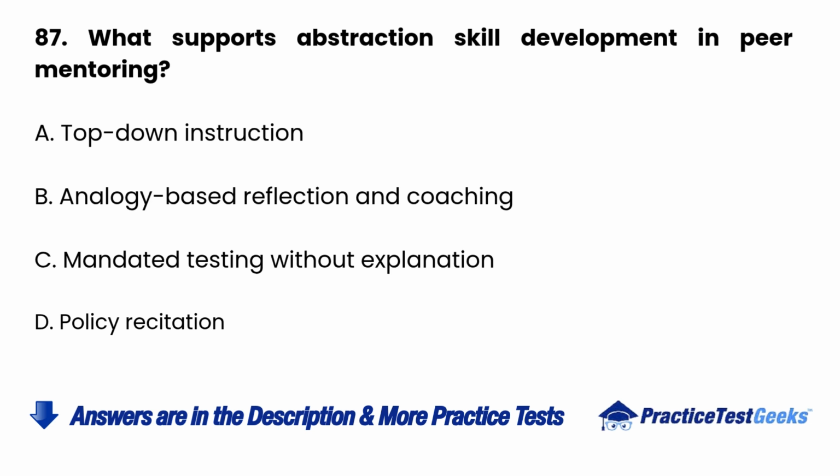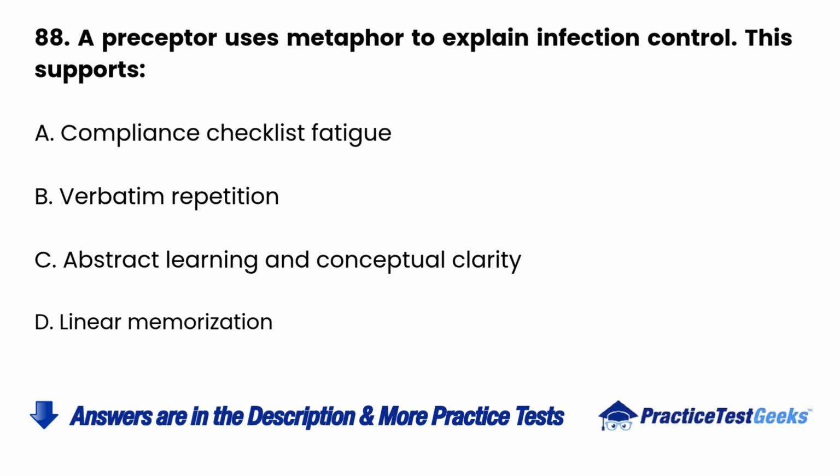87. What supports abstraction skill development and peer mentoring? A. Top-down instruction. B. Analogy-based reflection and coaching. C. Mandated testing without explanation. D. Policy recitation.